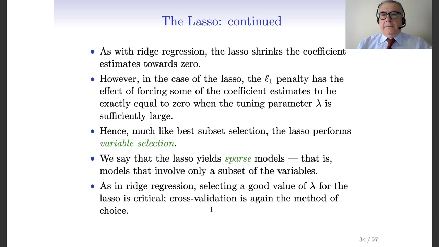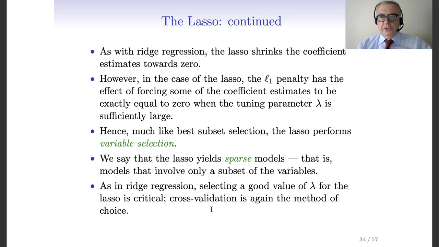Just as with ridge regression, you will have a shrinking of the coefficients, but differently from ridge regression, now we will discover that the penalty can force some of the coefficients to become exactly equal to zero. And you know, when a coefficient is equal to zero, it disappears from the model. So this suggests that you should discard this coefficient, and therefore this is a shrinkage strategy that is going to perform also variable selection.